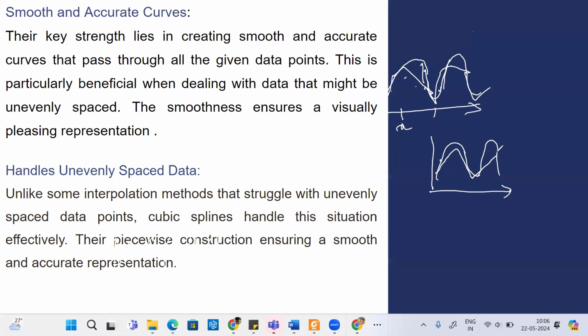Moreover, cubic spline interpolation deals with unevenly spaced data. Some interpolation techniques do not deal with unevenly spaced data, but through cubic spline interpolation we can do it.